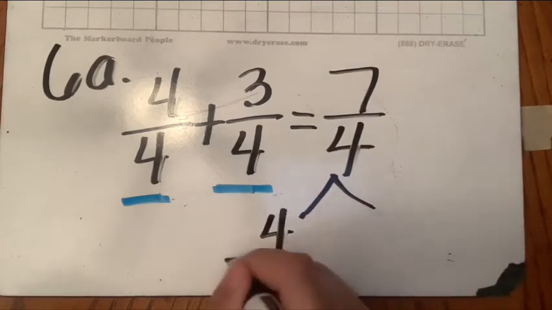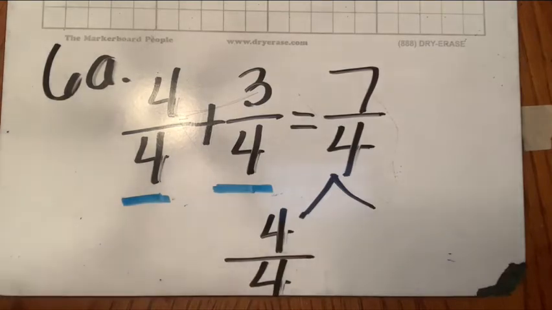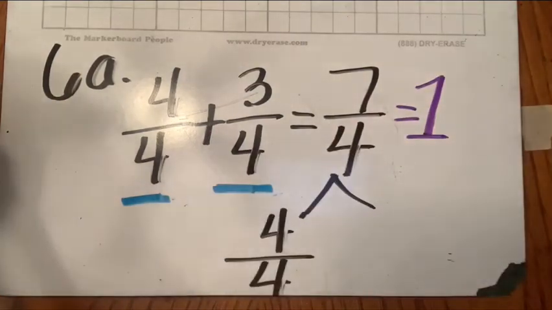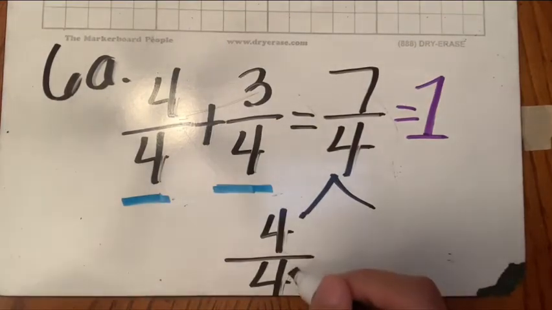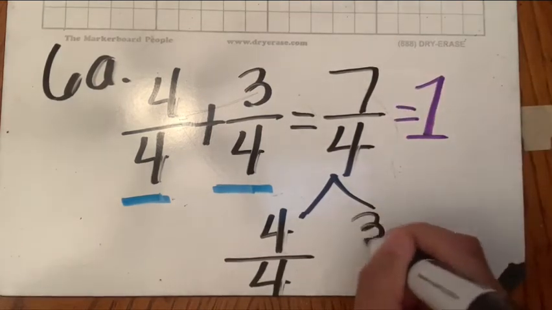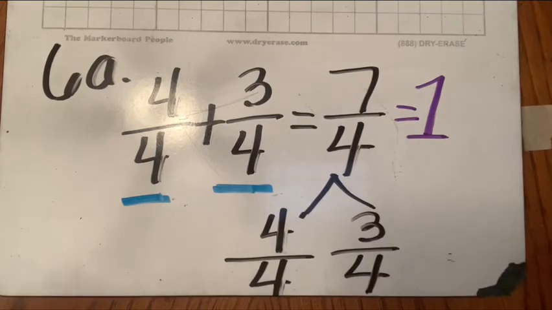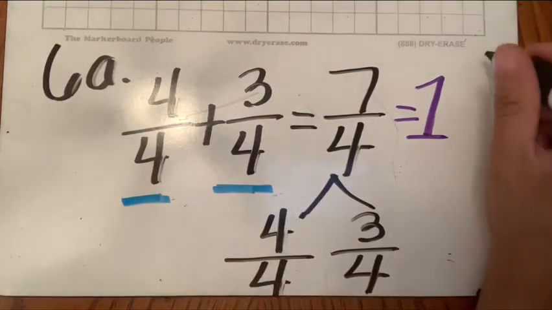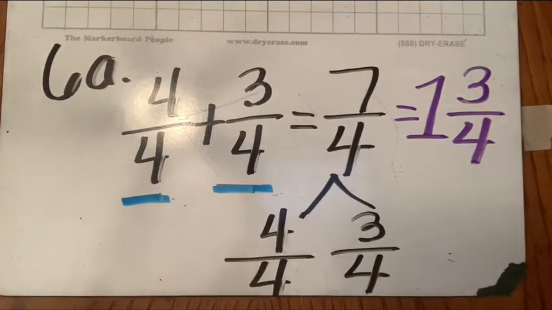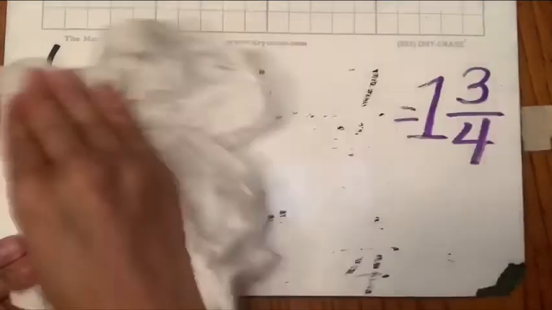And I know that 4 fourths is 1, right? Same thing as 1. And how many more fourths do I need to make 7 fourths? 3, right? 3 fourths. So now I know that my mixed number is going to be 1 and 3 fourths. Agree or disagree? Awesome. Let's go ahead and do 7A together.